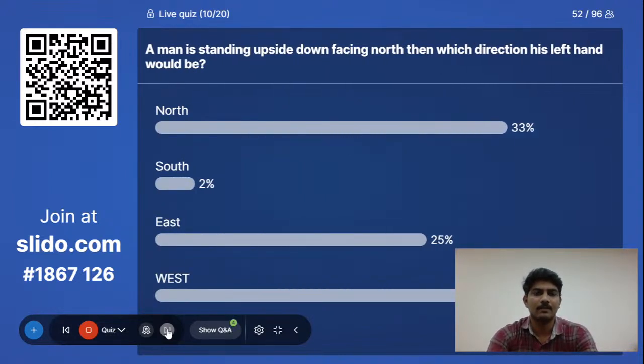Okay, I'm receiving that 40% of the students have chosen option 4, that is west, and 33% answered north, and 25% chose east, and only 2% chose south. Let's see what the exact answer is for this question. Okay, those who answered west, 40%, are mistaken this time. The correct answer for this question is east, which 25% of the students chose correctly.